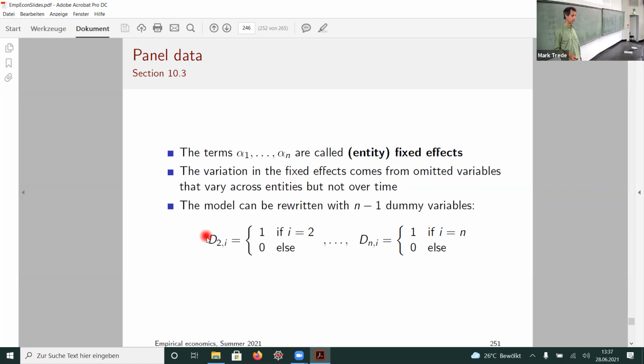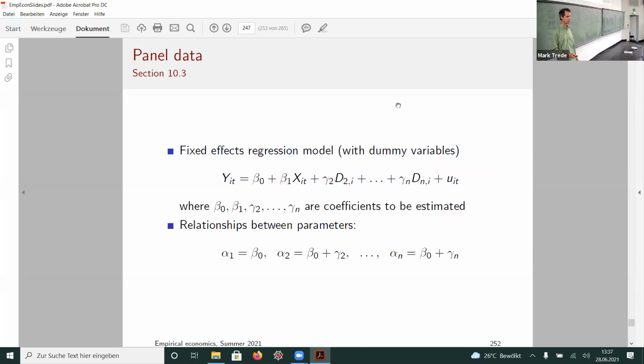We can rewrite the model. It's pretty easy actually, by introducing dummy variables for each individual. Save the first one. So we introduce the dummy variable for individual number 2, which takes on the value 1 if the index i is equal to 2 and 0 in all other situations. Then 3, 4, 5, and so on. And the dummy variable for the last individual takes on the value 1 if i is equal to n and 0 in all other situations.